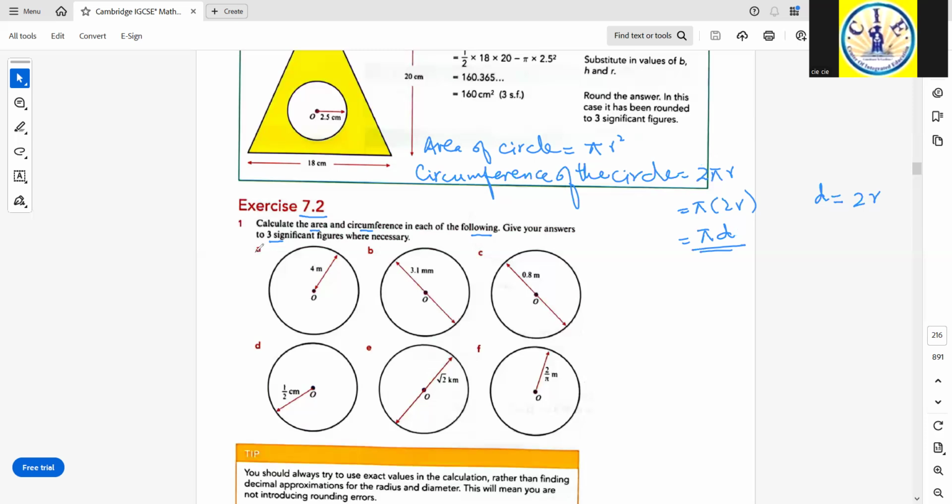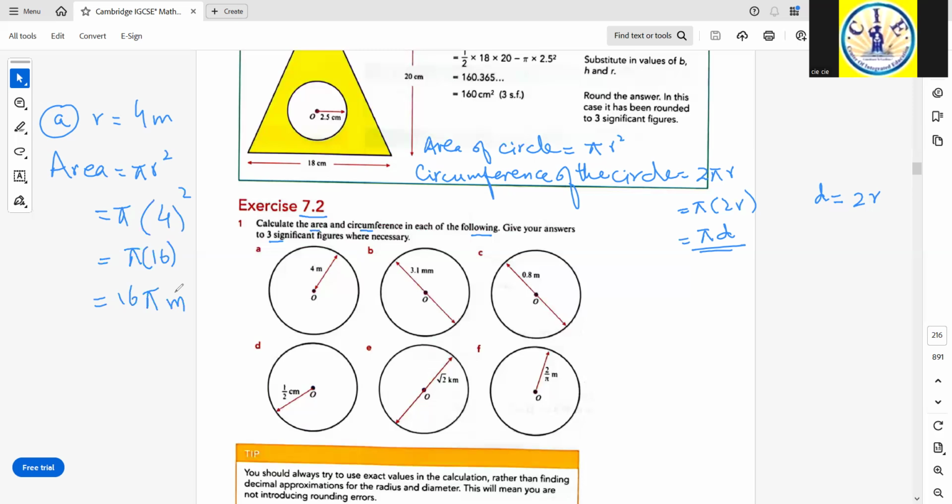Okay, now it's part A. The radius that is given is 4 meters, and we need to find out the area. Pi r squared, pi times 4 squared, that is pi times 16, 16 pi. And now if this is a question of paper 1, we can write it down like 16 pi meters.